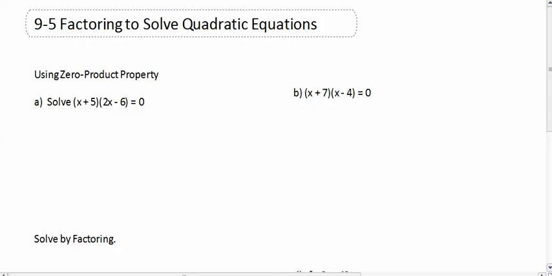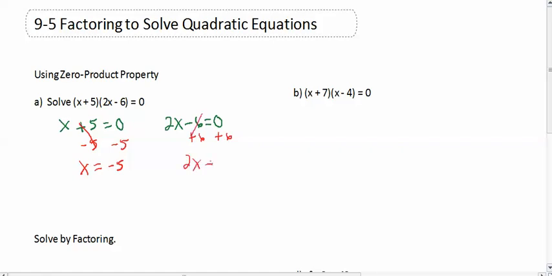And how you do this, it's already factored for us. So all we have to do is rewrite our problem as x plus 5 is equal to 0, and then 2x minus 6 is equal to 0. And then you're just going to solve for x. So we have subtract 5, subtract 5, so our x is equal to negative 5. And then we're going to add 6, add 6. So now we have 2x is equal to 6. Divide by 2, divide by 2, and we have x is equal to 3.